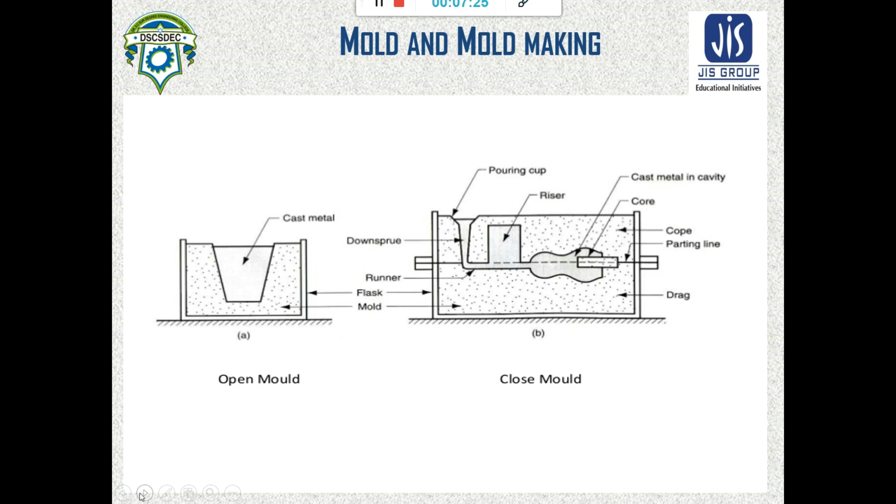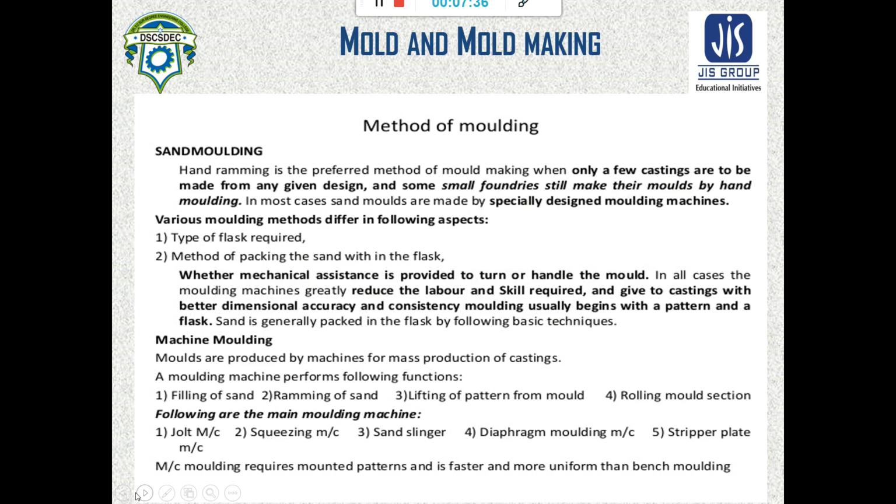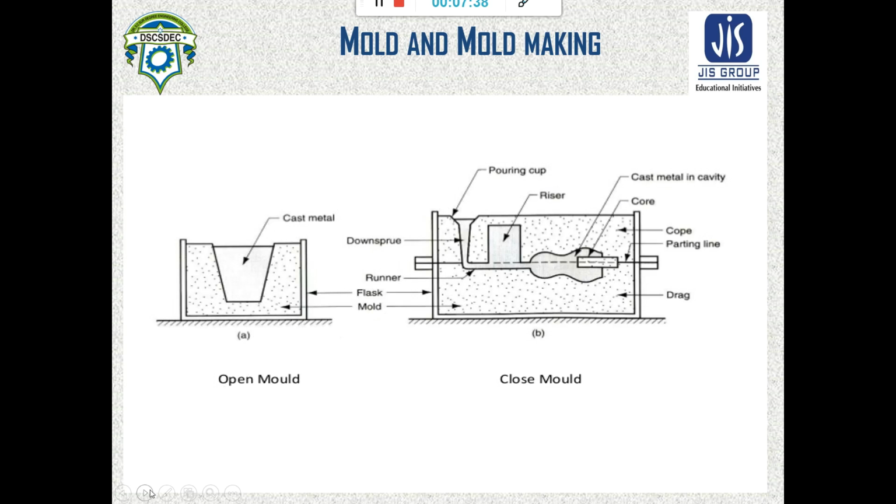There is another type of mold: open mold and closed mold. In case of open mold, the molten material is poured directly into the mold, like in this figure. This is an open mold. Here it is your cast molten material or cast metal. And in case of closed mold, the mold cavity is completely closed. See here, the mold cavity is completely closed. This is called closed mold.